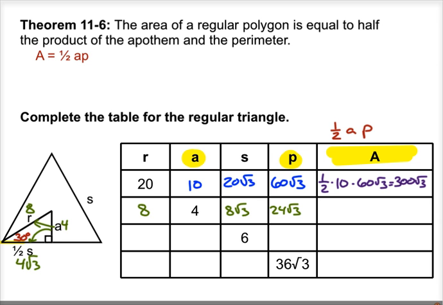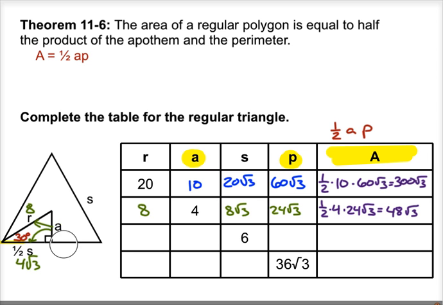And now I go right to the formula. So the formula is 1/2 apothem, which in this case was a 4, times the perimeter, which was 24 square roots of 3. And now let's multiply. Half of 4 is 2. 2 times 24 is 48. And I still have the square root of 3.